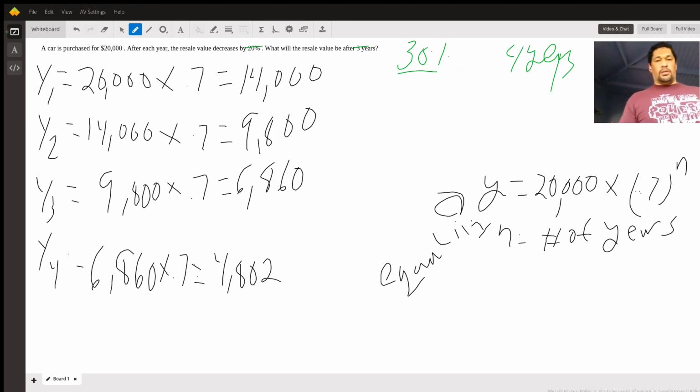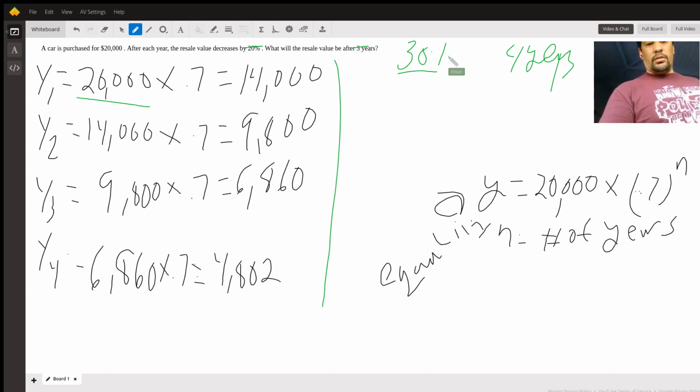Now here I wrote everything down because we're short of time. This is the breakdown on this side. We start with $20,000, then we multiply it by 0.7. Why 0.7? We're dealing with 30%, right? Isn't 30% 0.3 when we convert it to decimal? But we're dealing with a deduction. We want a deducted amount.